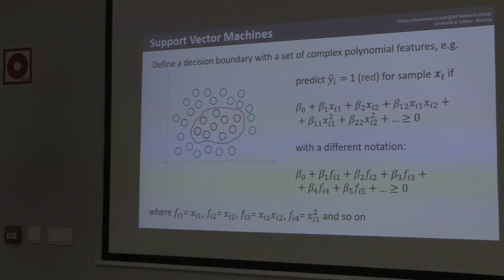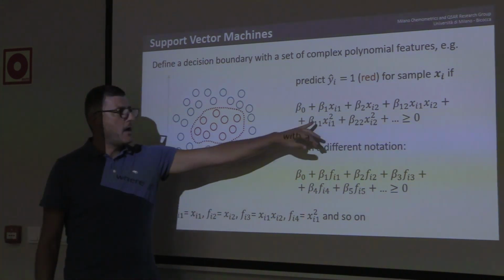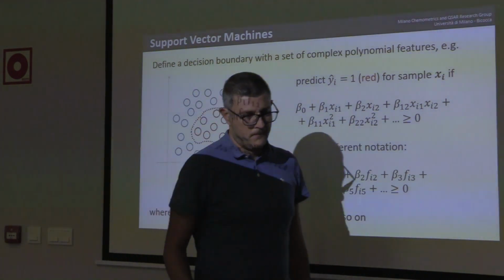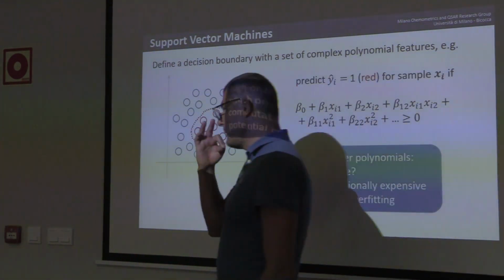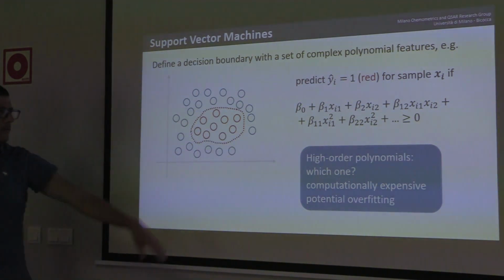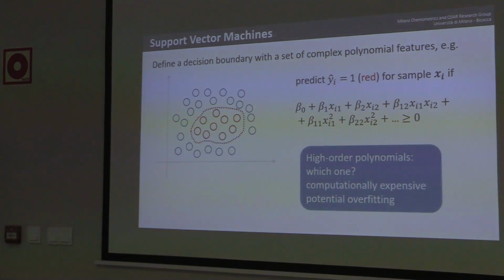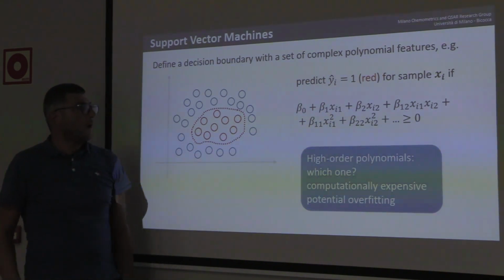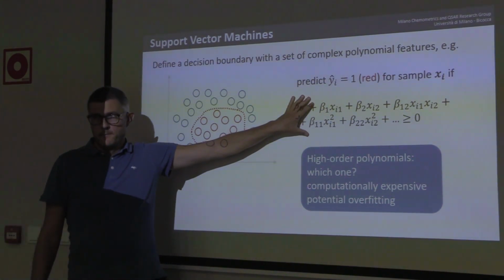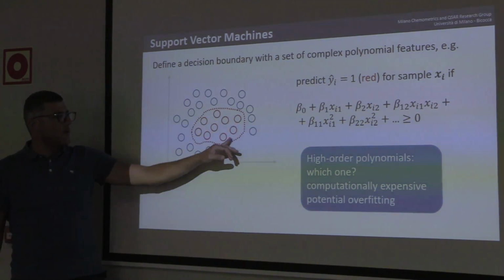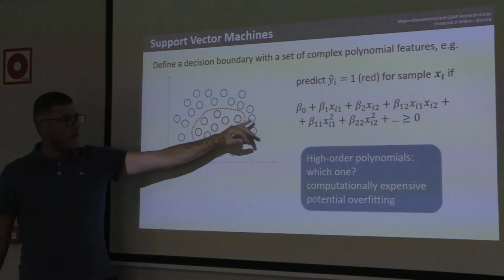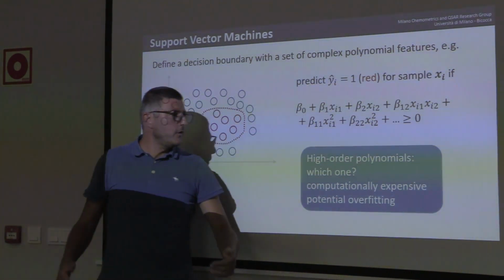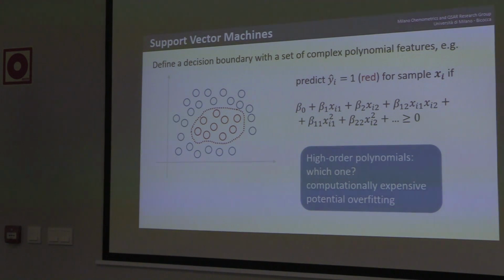Now, the problem is how do we define how many terms we have here? I don't know. And this can be, from a computational point of view, very expensive. And this can really bring you to overfitting. So, there is another way to calculate nonlinear boundaries, instead of doing this, which is by means of kernels.